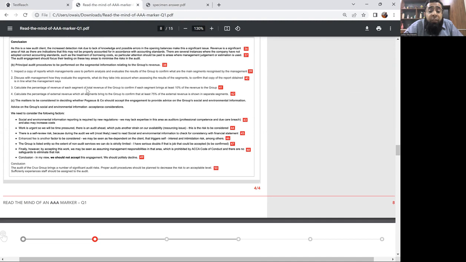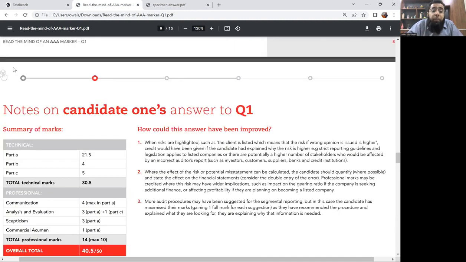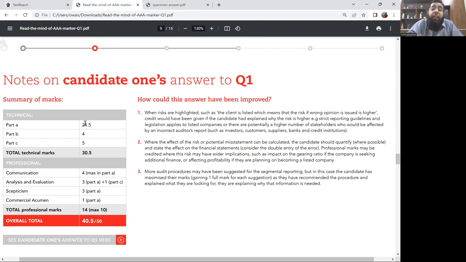But then also, if you look at his marking, in part A, he got 21.5 technical marks. Total technical marks are 25. So he got a very good score. In professional marks, he got 4 plus 3, 7 plus 3, 10, and plus 1. Oh, sorry, 10 plus 1, 11. So he got how many professional marks? 4, 3, 7, 10, and 1, 11. So total professional marks, he got 11. It's a calculation error. It's written 14. He got 11 marks. But the maximum professional marks are 10. So you cannot get more than 10.